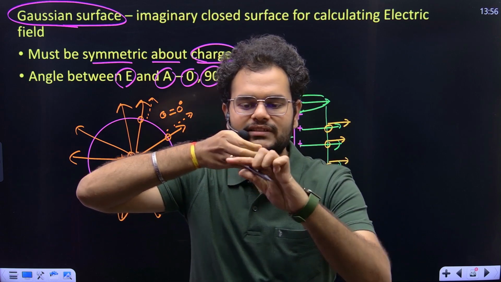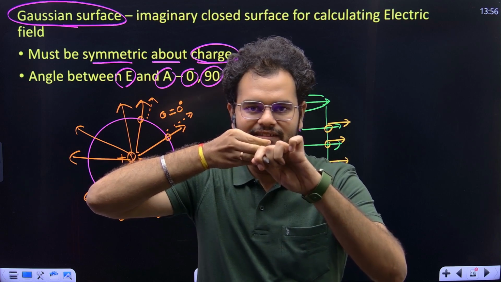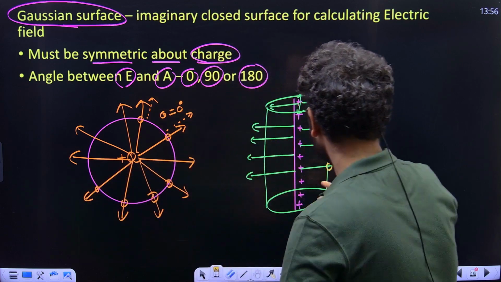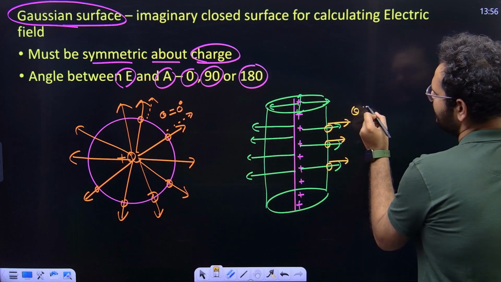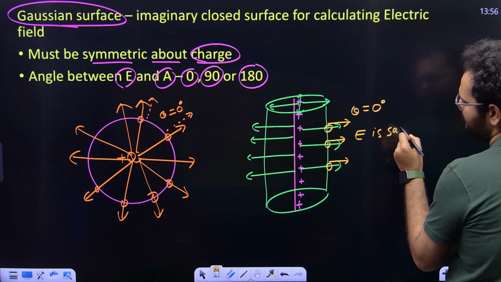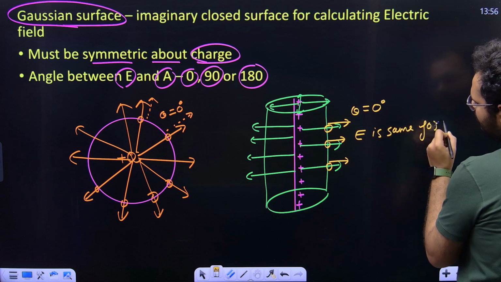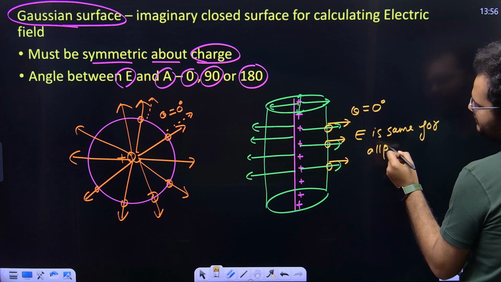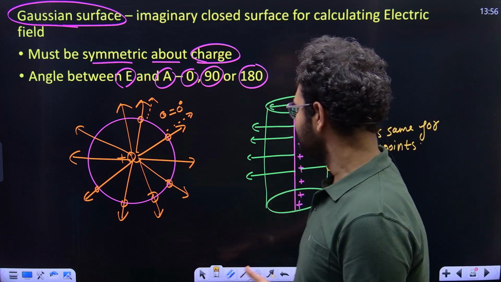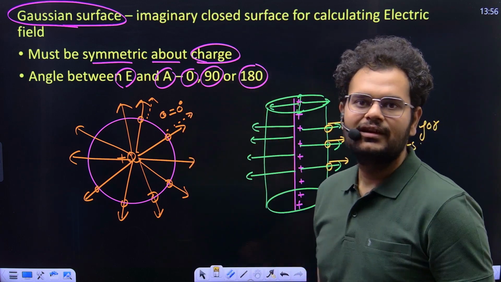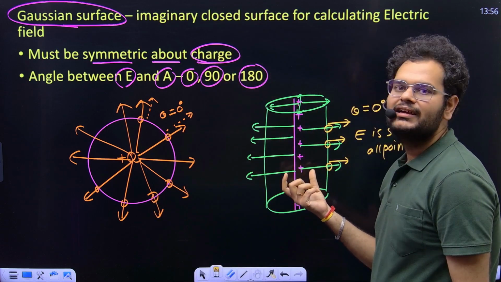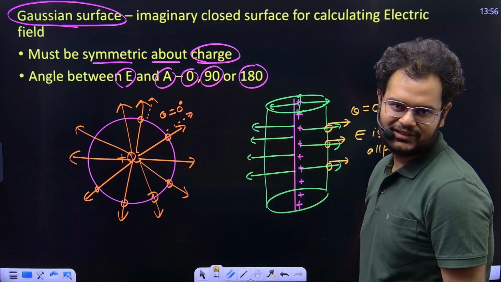Towards you. This is the area vector, right? The area vector is this, and the field is also radially outward only. So what is the angle here? The angle is 0 degree. I will write here theta is 0 degree. Then I will say E is the same for all points. Are you getting it? E is the same for all points, because of the symmetric charge distribution. So I can perfectly say this is a correct Gaussian surface.